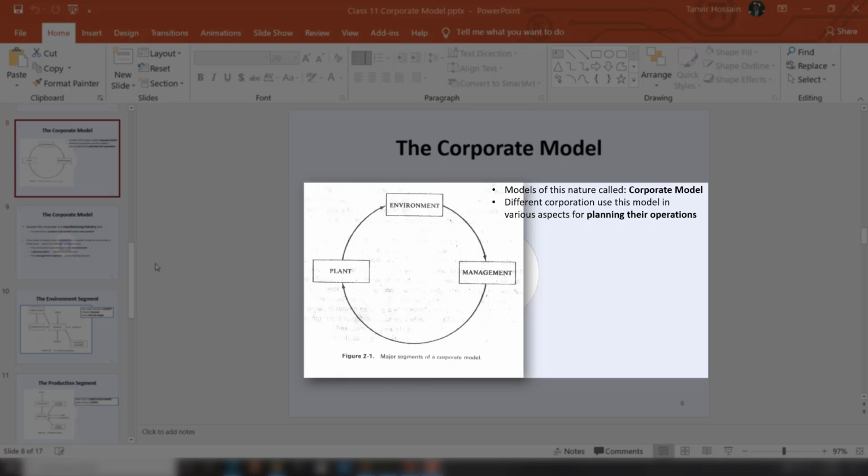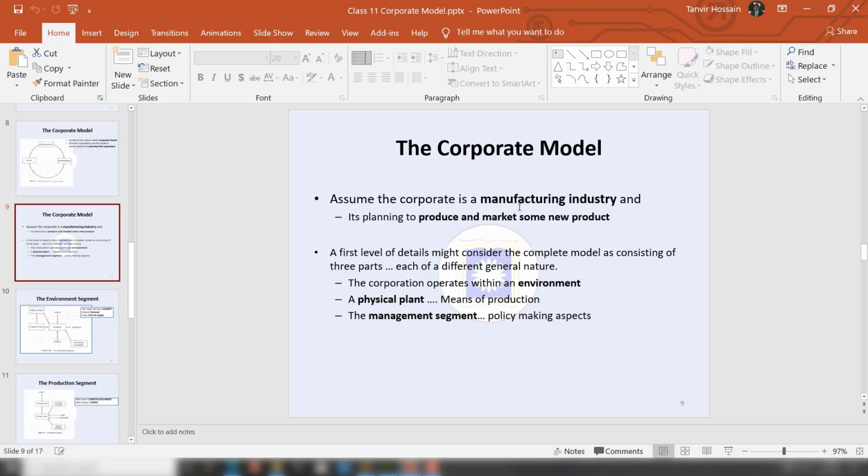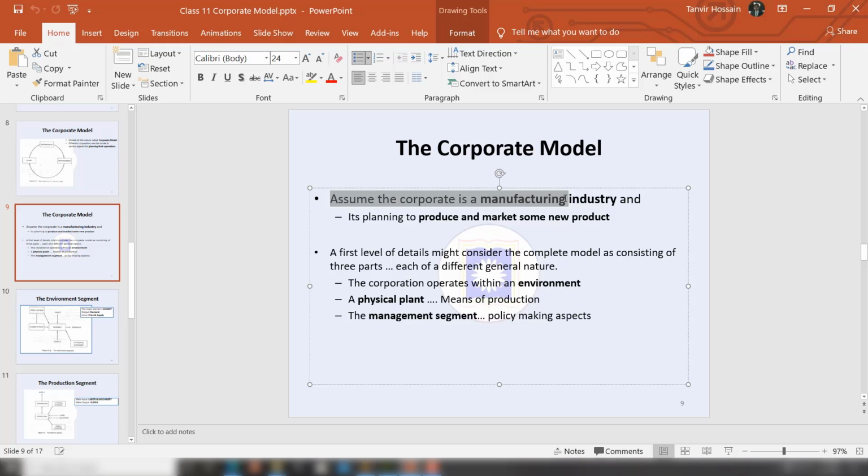Major segments of a corporate model. So let's dig into the corporate model. What is it? Assume the corporation is a manufacturing industry. So we're assuming any kind of manufacturing industry. It's planning to produce and market some new products. At the first level of detail, we might consider the complete model as consisting of three parts, each of a different general nature.